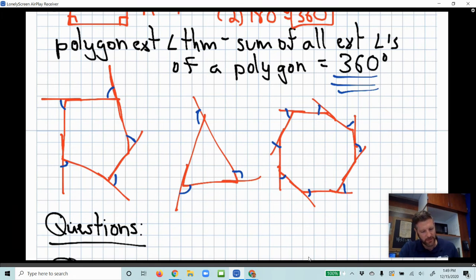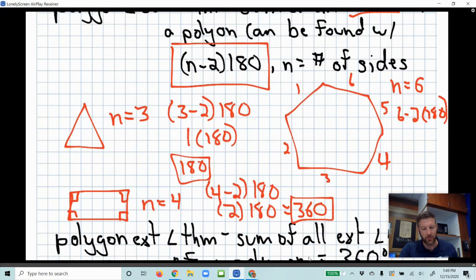Okay, so this is 360 for all those angles. And in the questions, I'll show you how to apply this, especially to regular polygons. So just keep in mind, the interior angles, they increase.